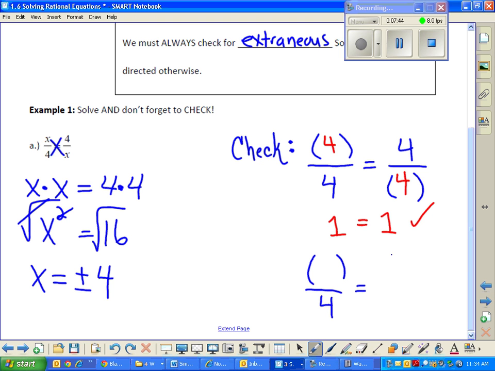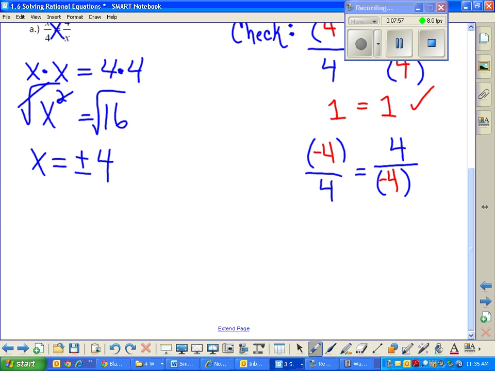So I copy down the original problem, and wherever there's an x, I put a blank. And now I'm going to check my answer of negative 4. So I plug negative 4 into my original equation. The value of a positive divided by a negative yields a negative quotient. So I get negative 1 on the left side and a negative 1 on the right side. And that's also a true statement. So I know that my 2 answers for this equation are positive 4 and negative 4.